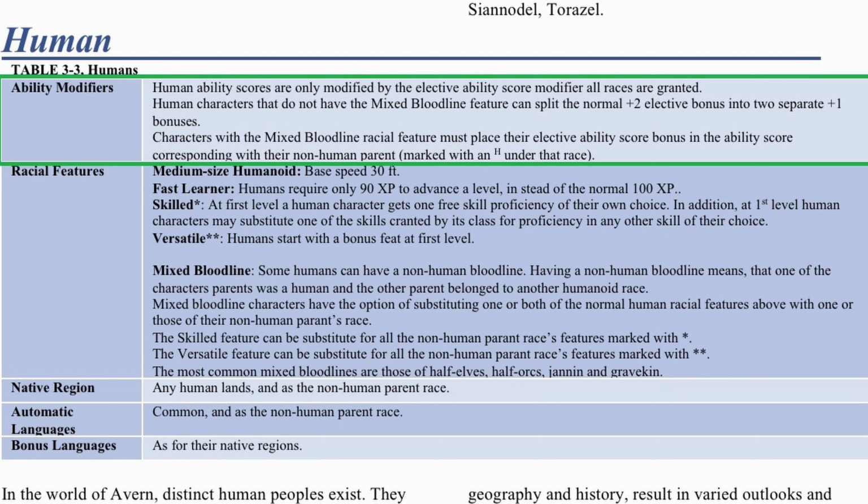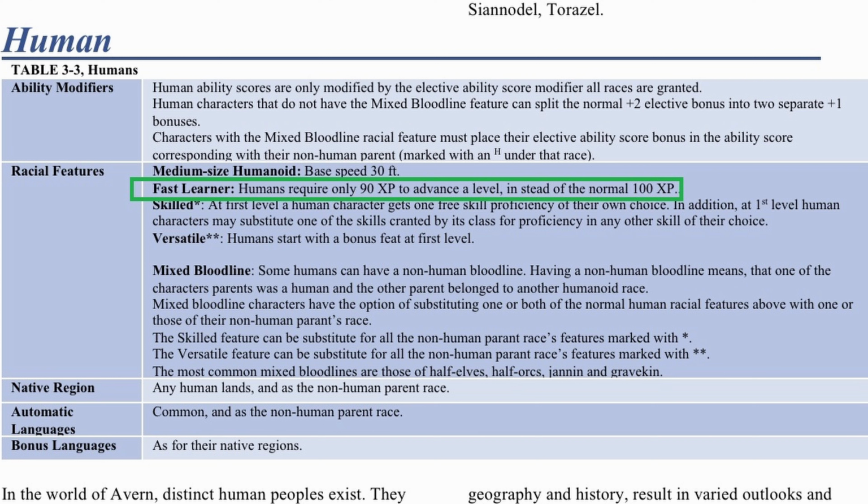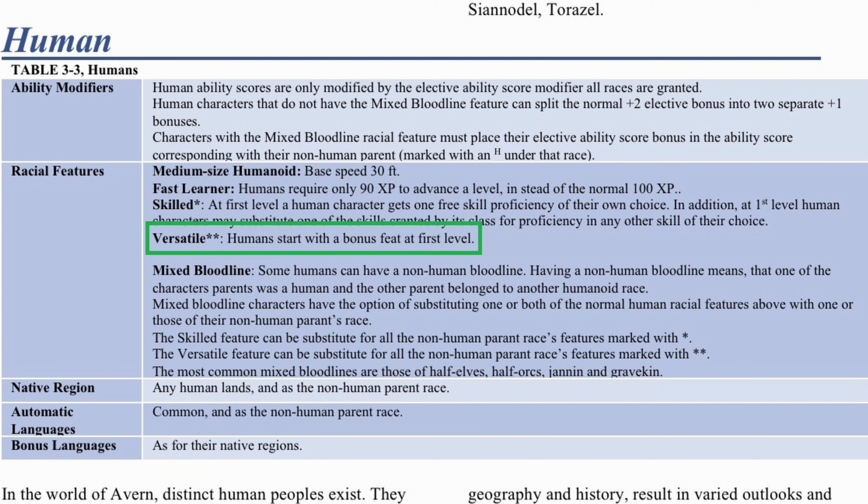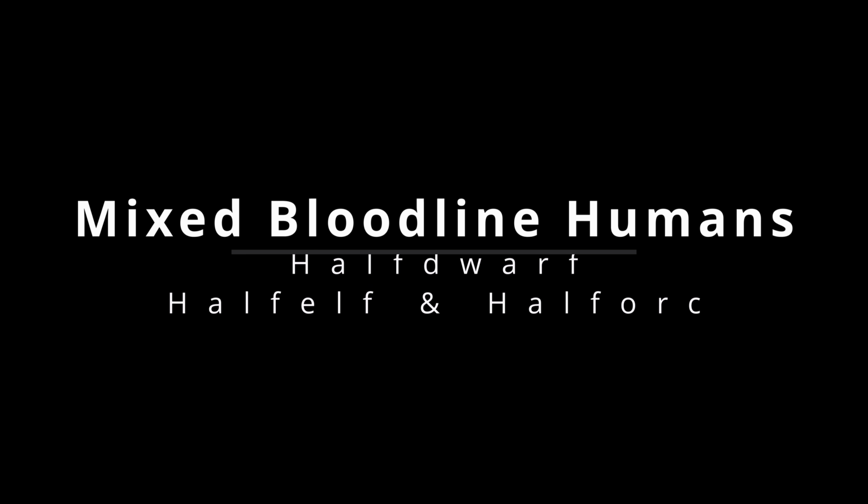But of course, humans also come with their own distinct racial features. Humans are fast learners. They require only 90 experience points to advance a level, instead of the normal 100 experience points. In addition, at first level, human characters may substitute one of their skills granted by their class for proficiency in one other skill of their choice. Humans also gain the versatile feature. Humans start with a bonus feat at first level. This gives them a wide range of options when it comes to character creation and development.